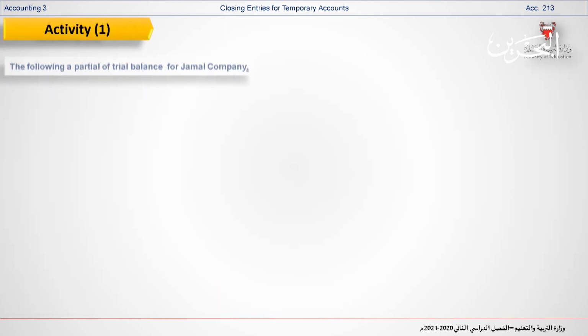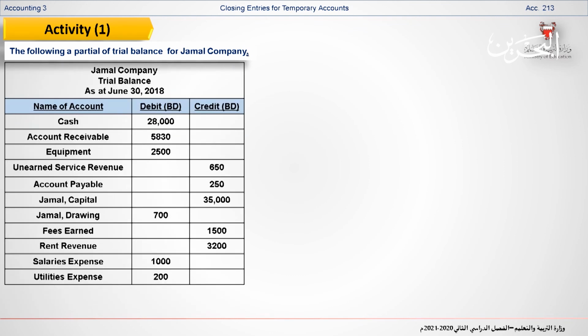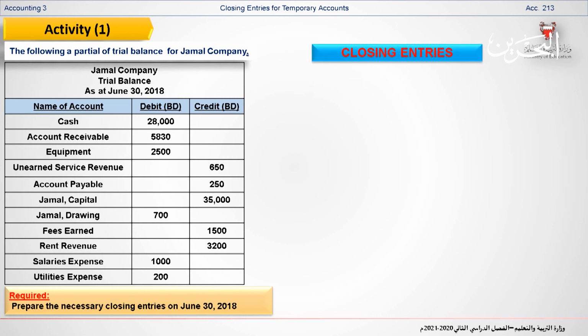The following is a partial trial balance for Jamal Company. You are required to prepare the necessary closing entries on June 30th, 2018. Try to solve this activity by yourself and check your answers in the next slide.